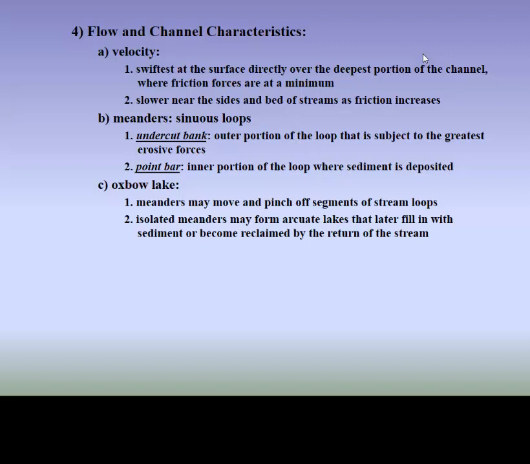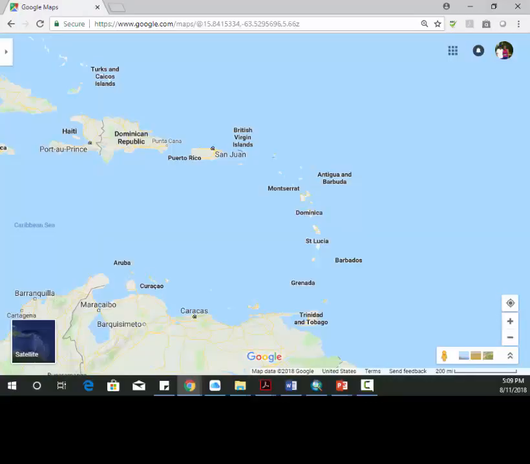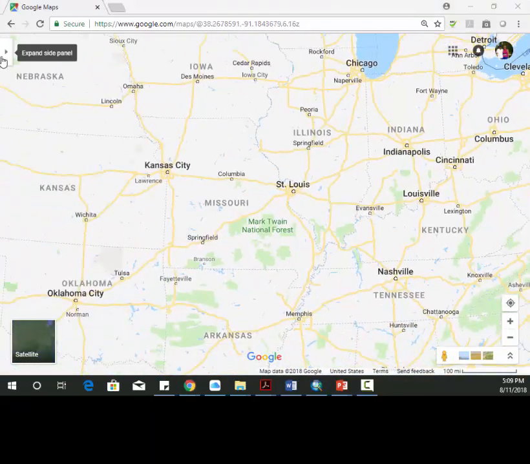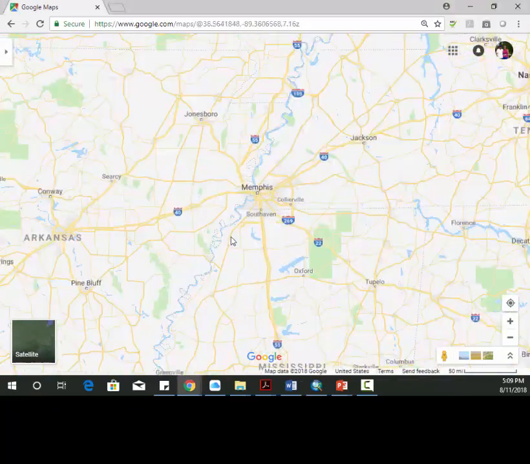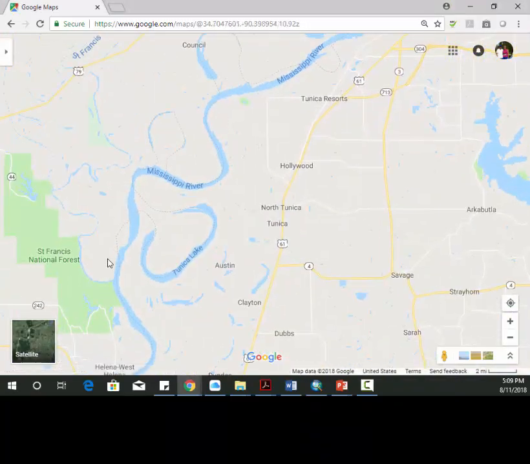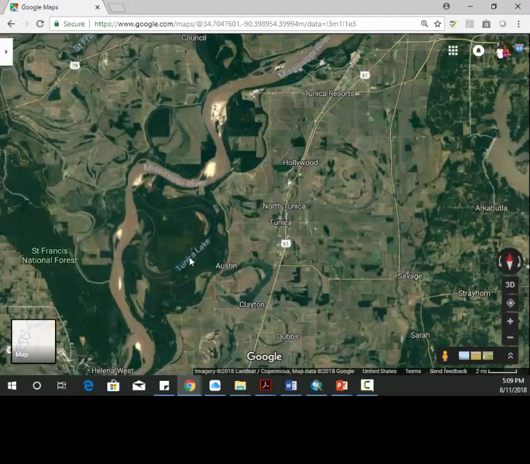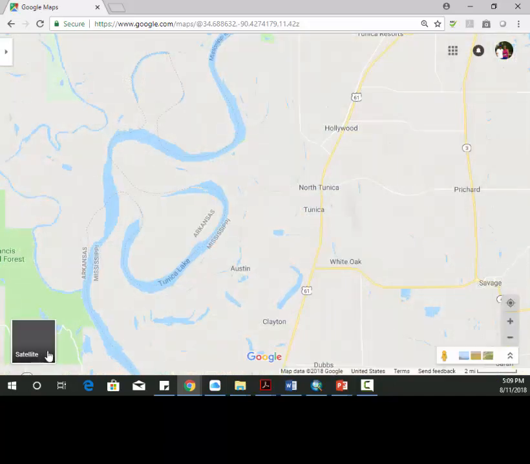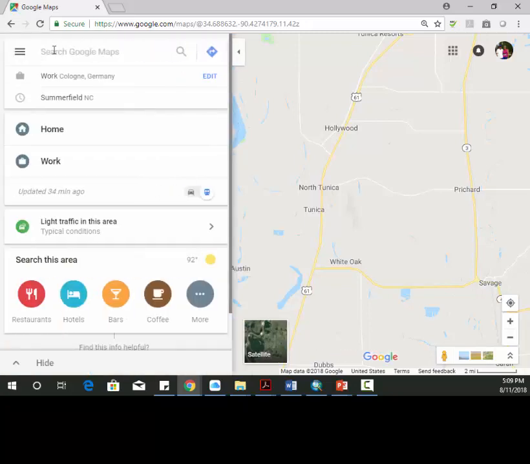And then we have oxbows, which are meanders that move and pinch off segments of the loop. There are some really interesting anomalies here. You can see the Mississippi River has a lot of these oxbows, where they've been cut off at one point in time. You can see these oxbow lakes right here. This used to be part of the Mississippi River, and now it's literally cut off. You can see the boundary here: this is Arkansas, but this is Mississippi. Arkansas and Mississippi don't form at the Mississippi River boundary where this oxbow was, which probably formed in recent history.